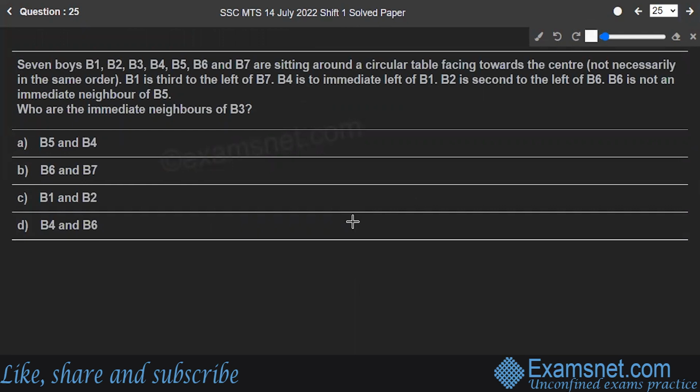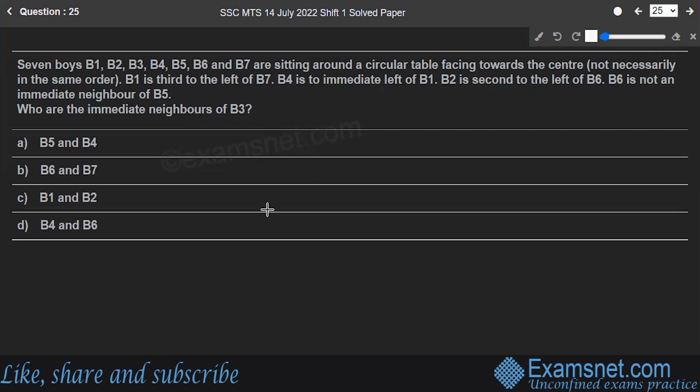Question number 25. 7 boys, B1, B2, B3, B4, B5, B6, B7 are sitting around a circular table facing towards the center, not necessarily in the same order. B1 is third to the left of B7, B4 is immediate left of B1, B2 is second to the left of B6, and B6 is not the immediate neighbor of B5. Who are the immediate neighbors of B3?